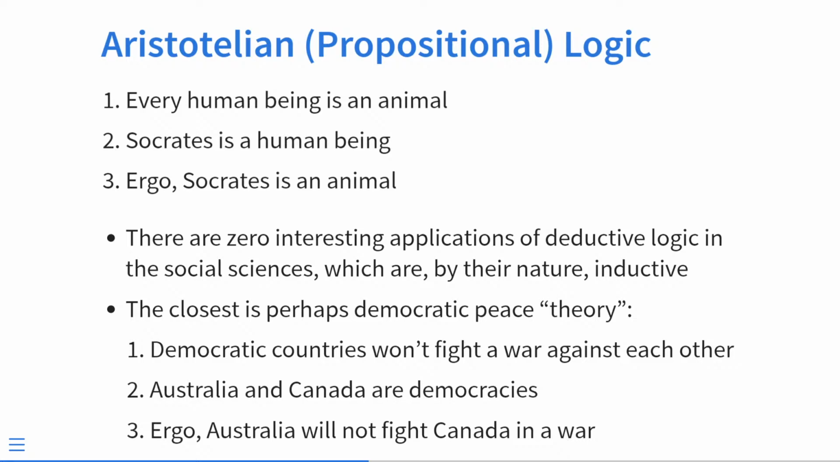But there are, I would say, 0 interesting applications of this form of deductive logic in the social sciences, because social science research by its nature tends to be more on the inductive side of things. But the closest thing I could come up with, not that I am advocating it, is a part of the political science research known as democratic peace theory, where the argument is almost in the same structure. 1, major premise, democratic countries won't fight a war against another democratic country. 2, minor premise, take any 2 democratic countries like Australia and Canada. 3, conclusion, Australia will not fight Canada in a war.